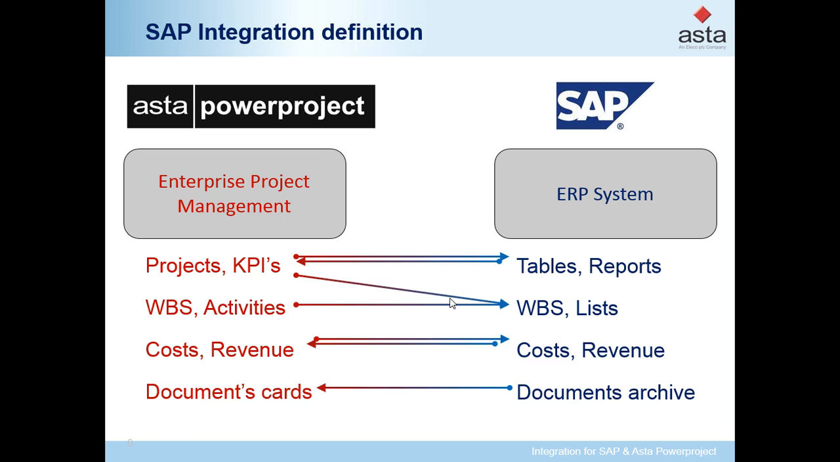And in this sample, we have the projects, and it is going to be WBS in the system, and costs are exchanging. And when you have the documents, also you can give the document link into Asta Powerproject.